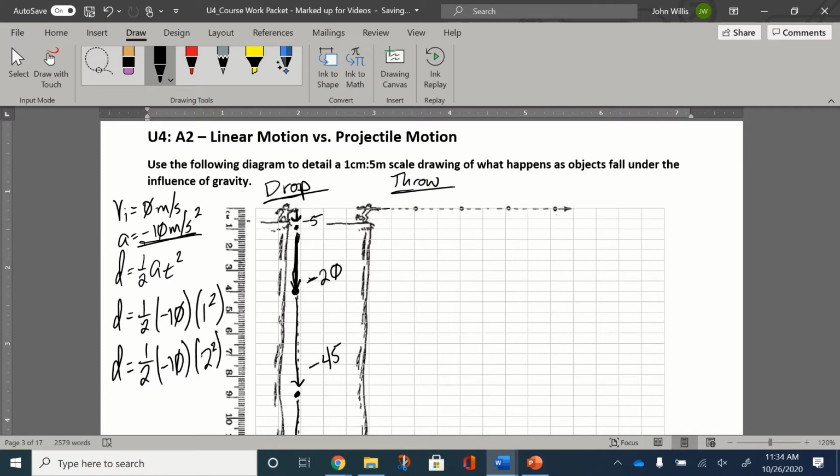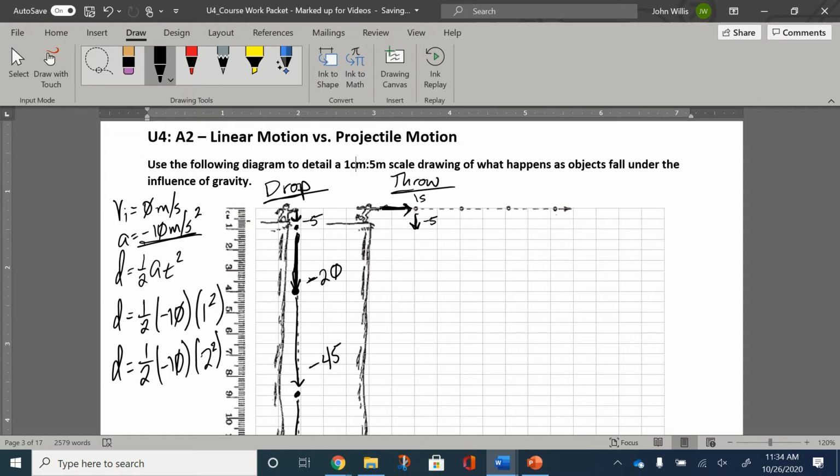So if you throw this with any sort of velocity to the right, like we're doing here, after 1 second has passed, it will travel some horizontal displacement, maybe 5 meters, maybe 10 meters, just depends on how quickly it's moving. But vertically, after 1 second of motion, it will have fallen 5 meters every single time.